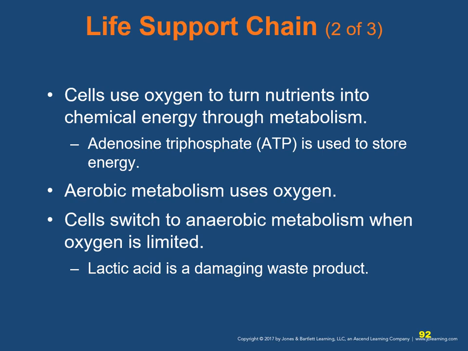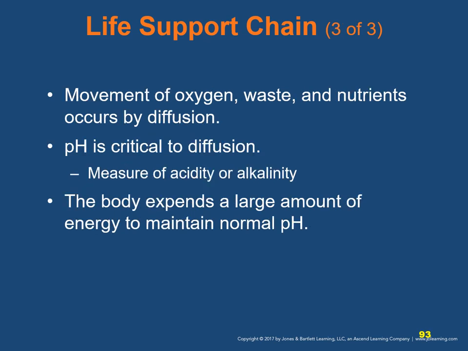Aerobic metabolism uses oxygen. The brain and heart require constant supplies of oxygen. Most cells switch to anaerobic metabolism when oxygen is limited. Lactic acid is a damaging waste product of this process. Movement of oxygen, waste, and nutrients occurs by the process of diffusion through cell walls. pH is critical to diffusion and is a measure of acidity or alkalinity. The body expends a large amount of energy to maintain normal pH levels.